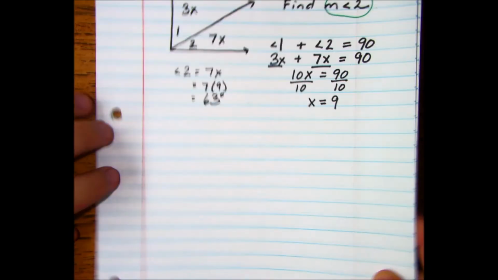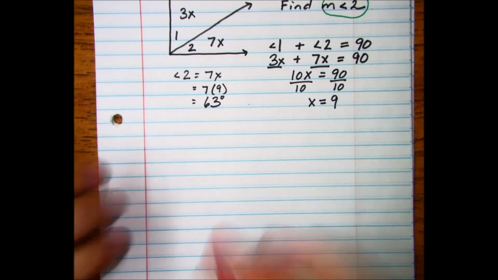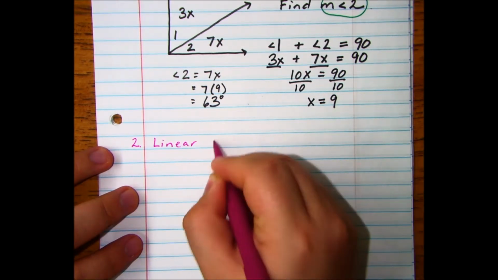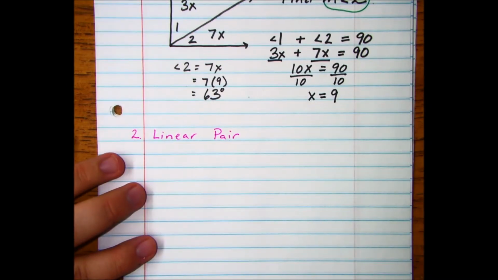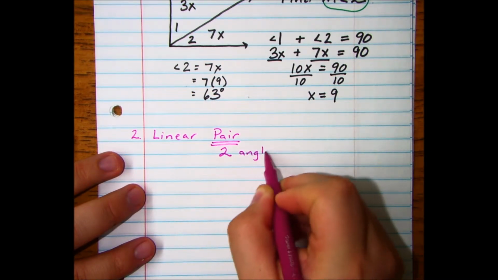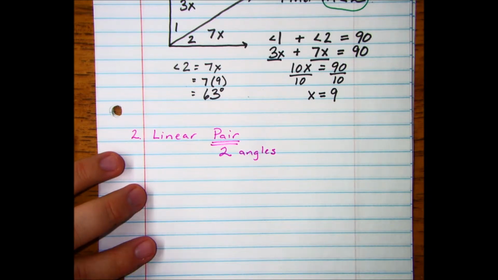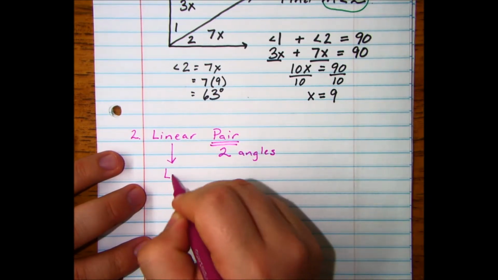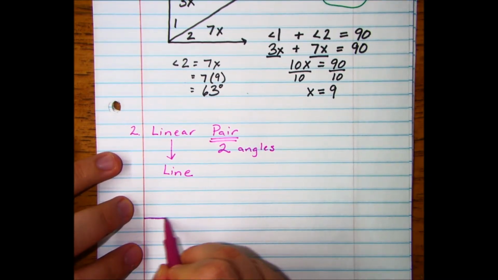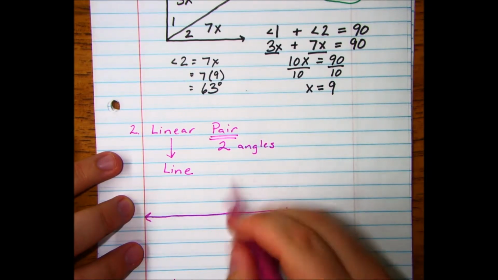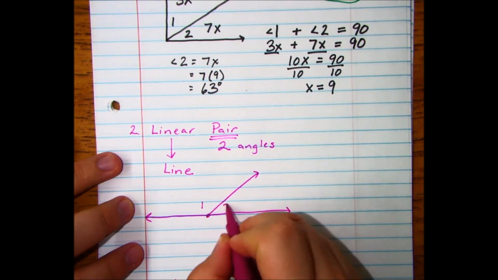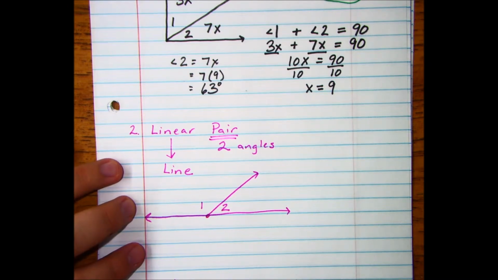Now, the second angle relationship we're going to look at is called a linear pair. Now, a linear pair, there's a pair of them, so there are two angles, and they are formed from a line. Remember, linear usually has something to do with a line. So if I have a line, I officially have two angles formed from a line.